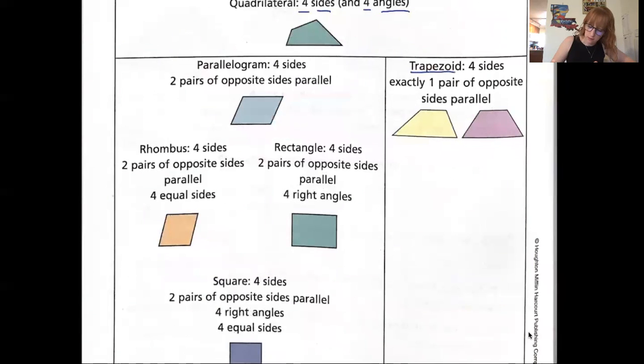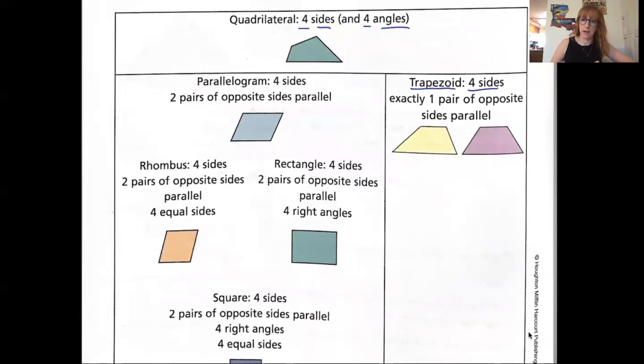Trapezoids have four sides, they're quadrilaterals, and have exactly one pair of opposite sides that are parallel. In these trapezoids, it's these two sides. Your trapezoid can also be on its side, like this. Oh, that's not parallel, is it? It would be like that. Fix that up.